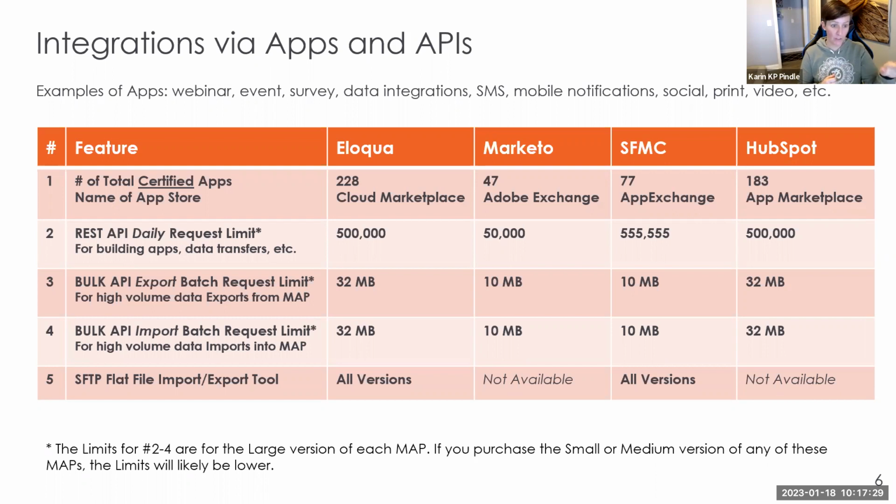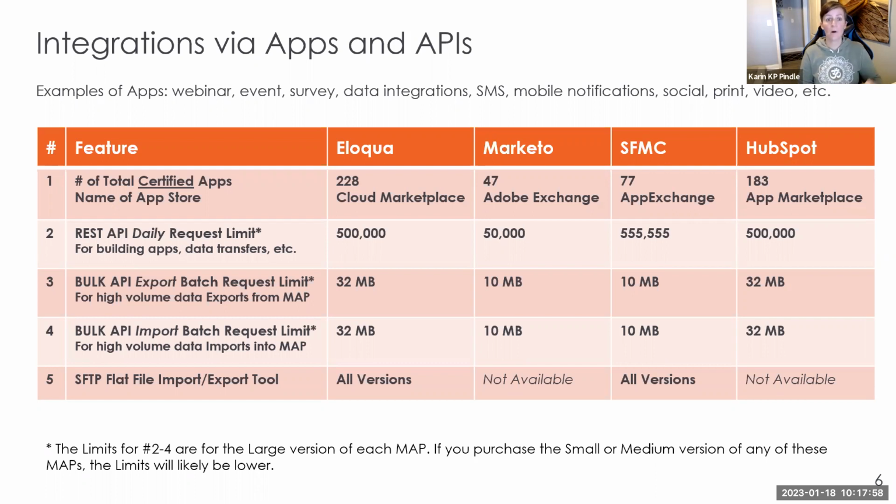So let's get into the first thing here. Total number of certified apps. Now, certified means typically that it's stamped by Oracle, Adobe, Salesforce, or HubSpot, their IT folks, that it is a safe app to use with Eloqua, Marketo, Salesforce Marketing Cloud, or HubSpot. So Eloqua has 228 certified apps. They have, in the Oracle Cloud Marketplace, it's called their App Store. Marketo, there's 47 in the Adobe Exchange App Store.